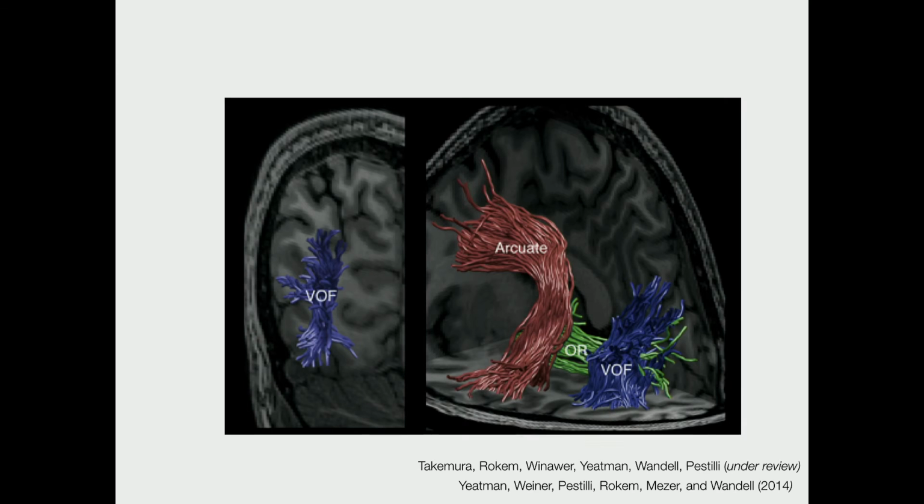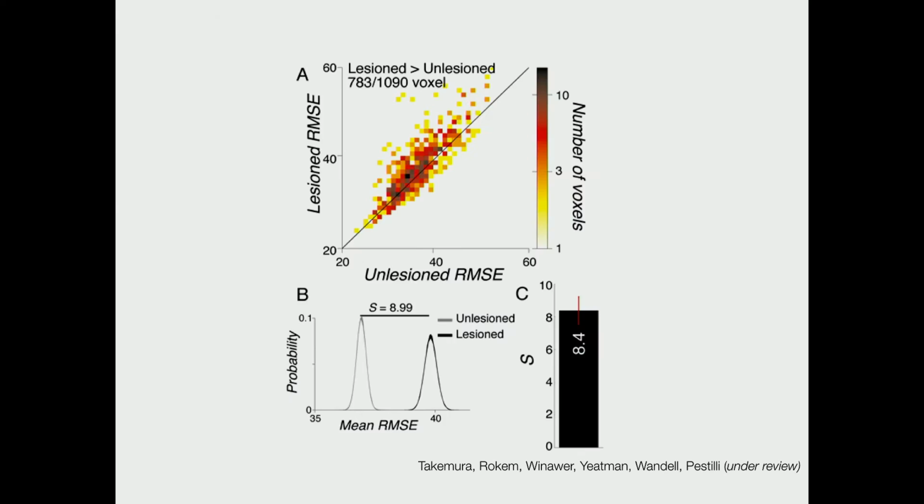we collected more data on this, and this is work that Hiromasa Takemura, who's another postdoc in the lab, led. We have these bundles that we say are the vertical occipital fasciculus. How well would we do in fitting the data if we assume they're not there at all? So we do a virtual lesion: we take away these bundles, and ask how well can we fit the data if those weren't there?